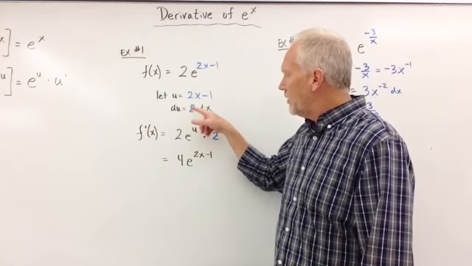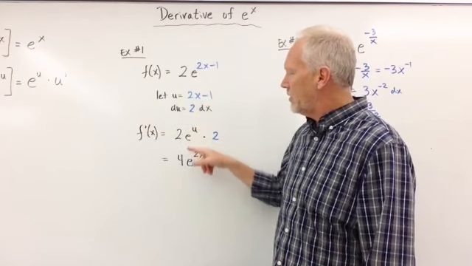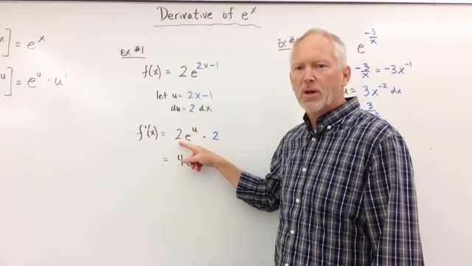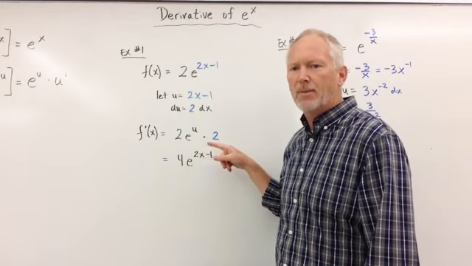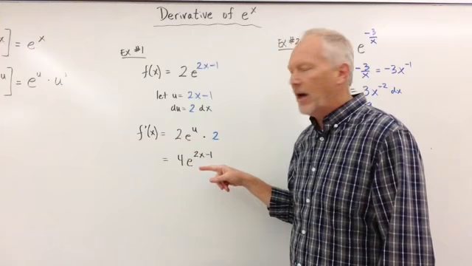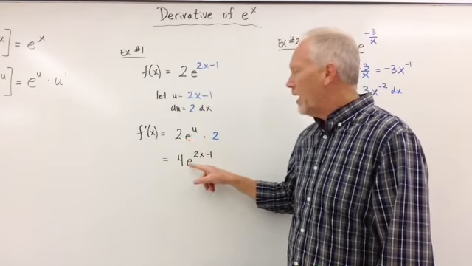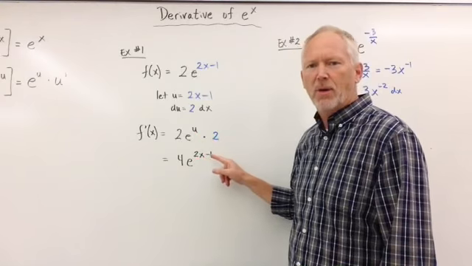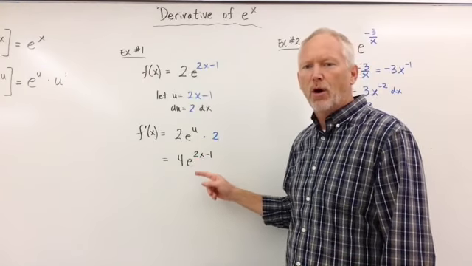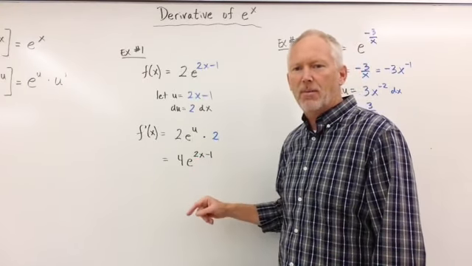And then we simply multiply this times the rest of the function. So we get 2e to the u times 2. We put it all back together: 2 times 2 is 4, and we replace our u with 2x minus 1. And so we get 4e to the 2x minus 1.